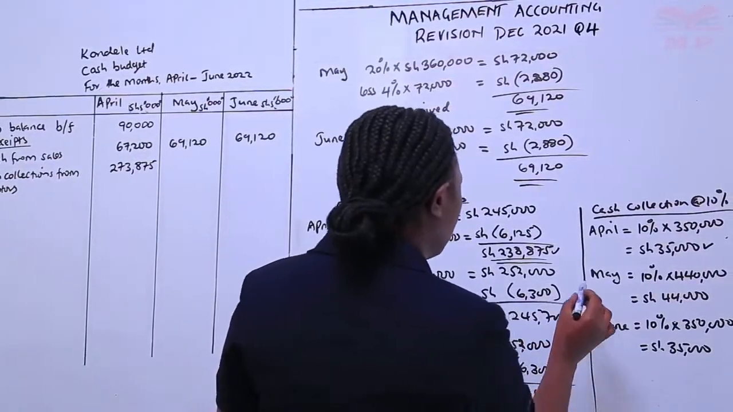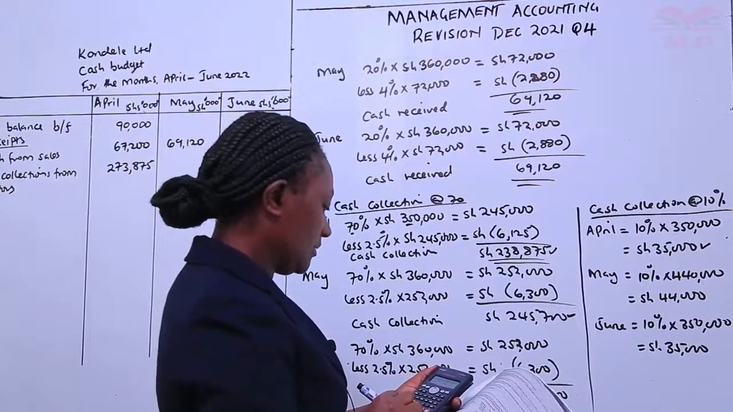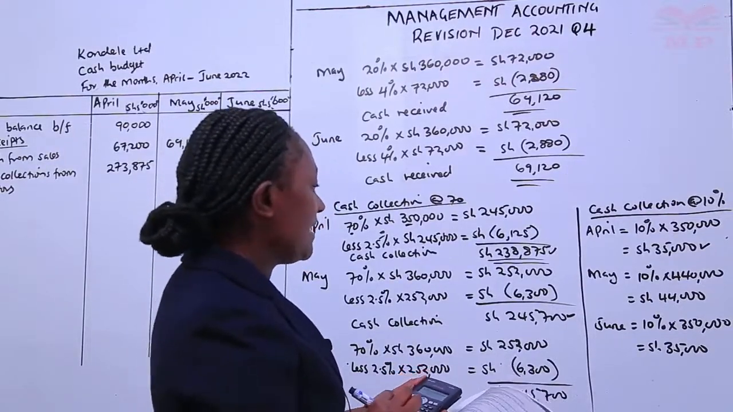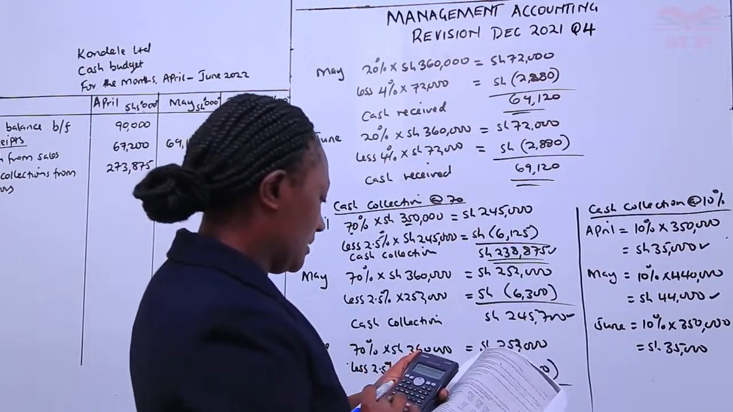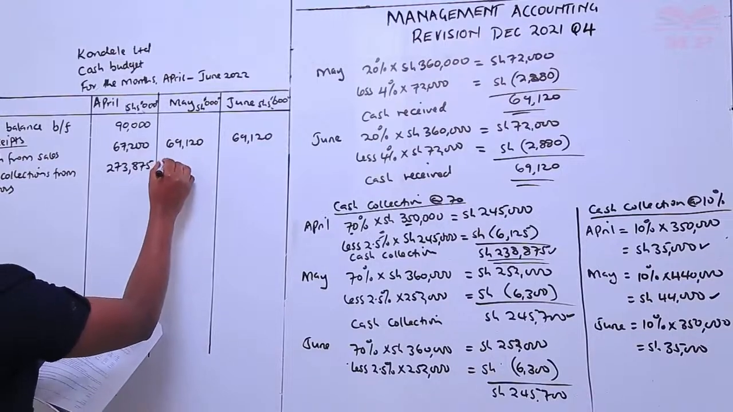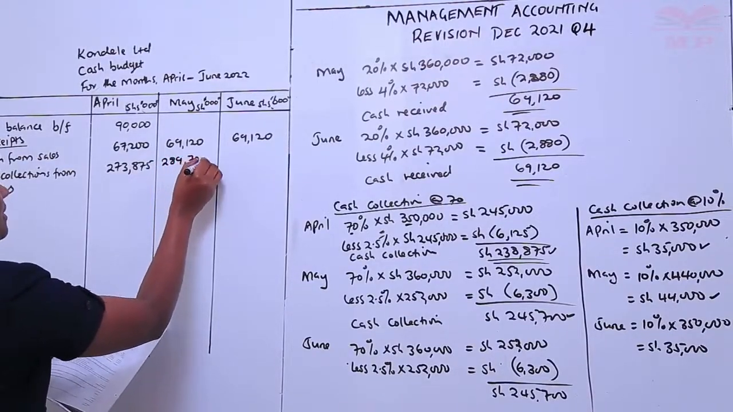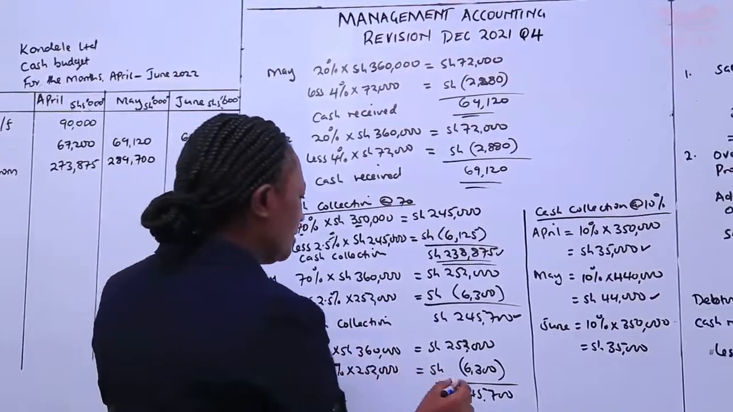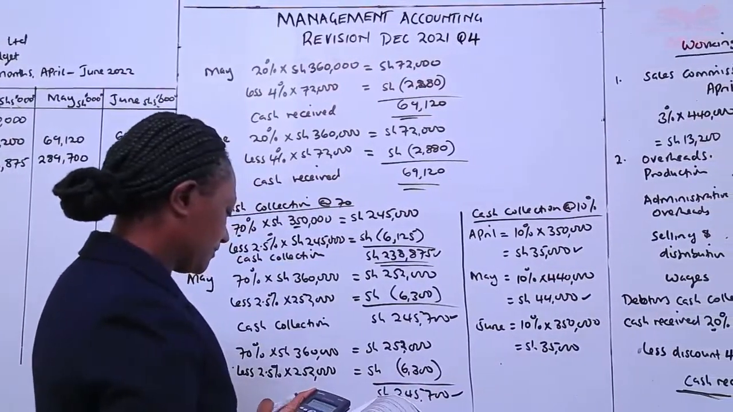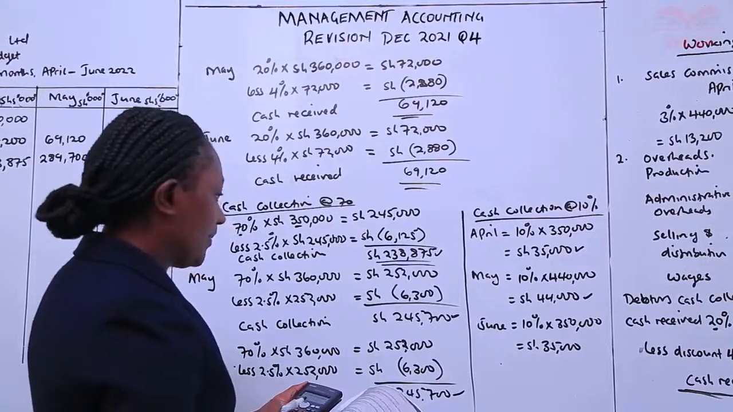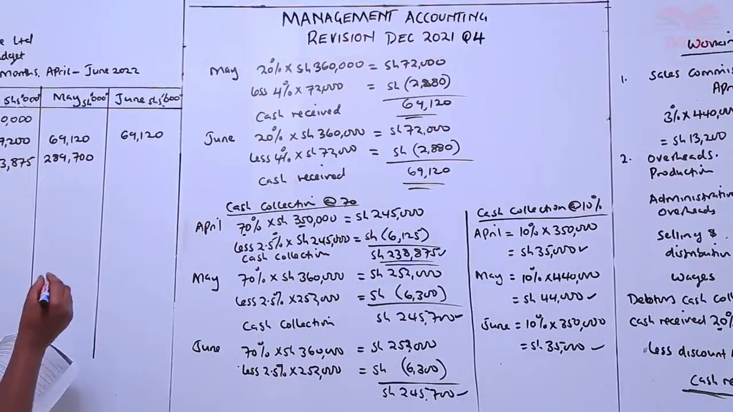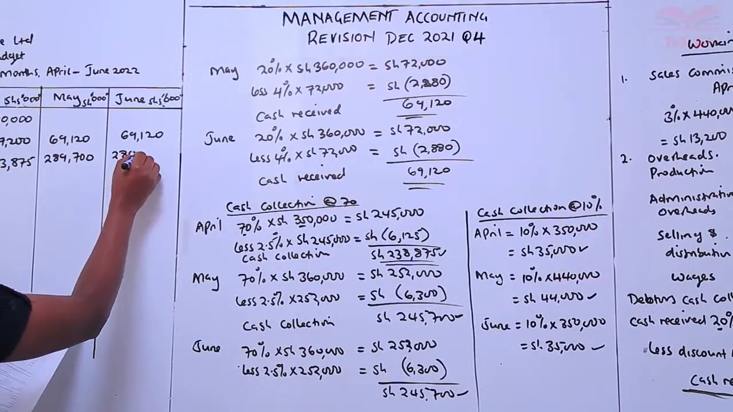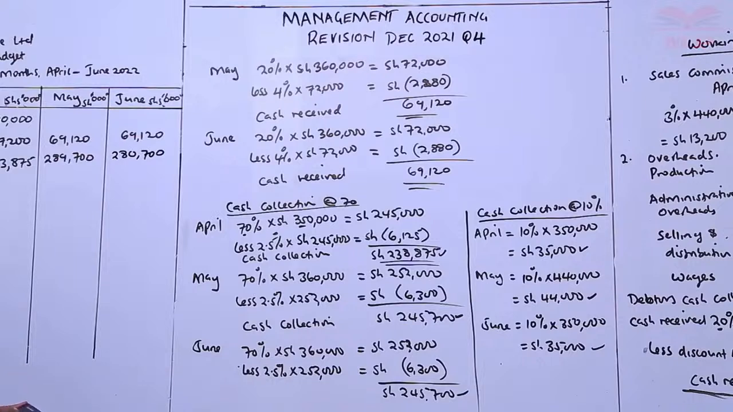We do the same for the month of May. For May, the cash collection at 70% was 245,700, and at 10% for the month of May was plus 44,000. So this will give us 289,700. Then for the month of June, this was 245,700 plus 35,000. And this will give us 280,700. That is the cash receipts and collection from debtors.